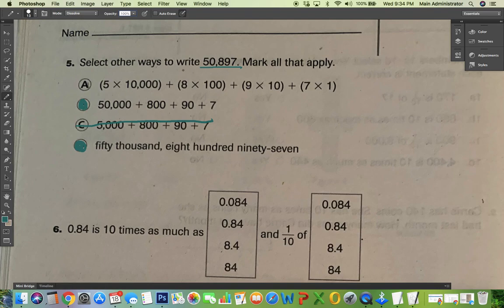Let's take a look at A. Let's see, 5 times 10,000 would give me 50,000, so that works. 8 times 100 would give me 800. 9 times 10 would give me 90, and 7 times 1 would give me 7. So A, B, and D work.